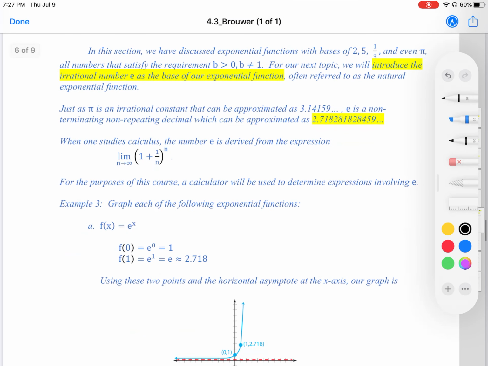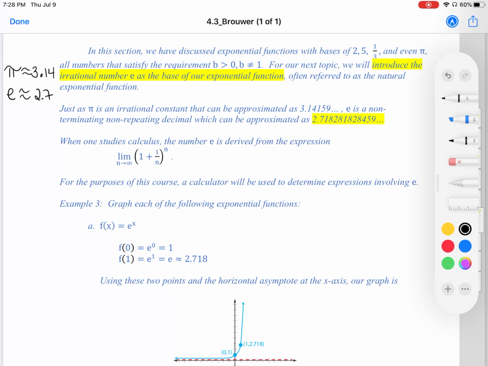In this section, we have discussed exponential functions with bases of 2, 5, 1/3, and even pi. All numbers that satisfy the requirement of b being greater than 0 and not equaling 1. For our next topic, we will introduce the irrational number e as the base of our exponential function, often referred to as a natural exponential function. So just like we have pi, which is the famous irrational number, now we add e to our list.